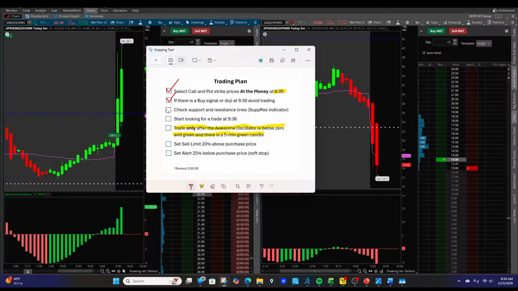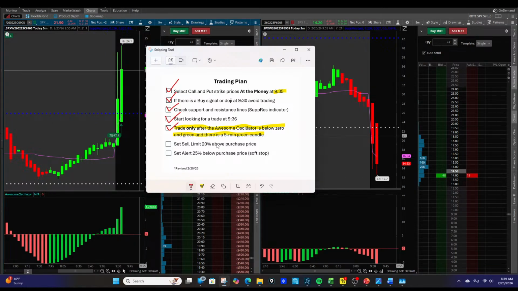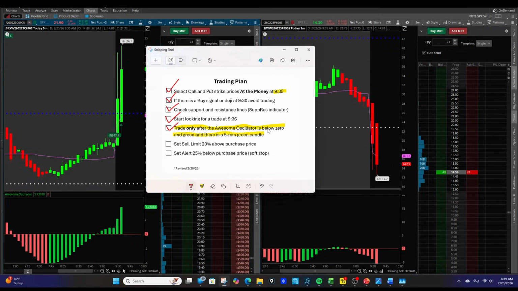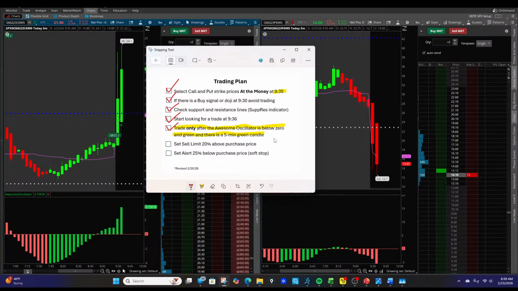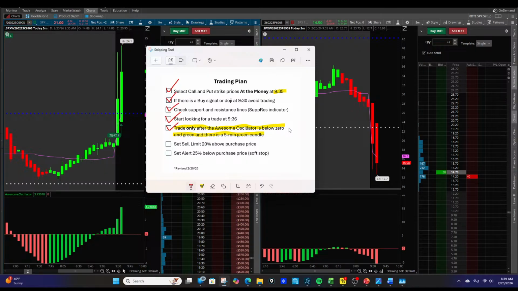Okay, so we checked the support and resistance lines. We started looking for a trade, and we made a trade. We traded only after a 5-minute green candle. Well, there was a 5-minute green candle, but this is one of those things, like I said, it's an exception to the rule. It's an anomaly. That's why we check the support and resistance lines: when something goes through them like that, that's a good indicator that it's going to continue.